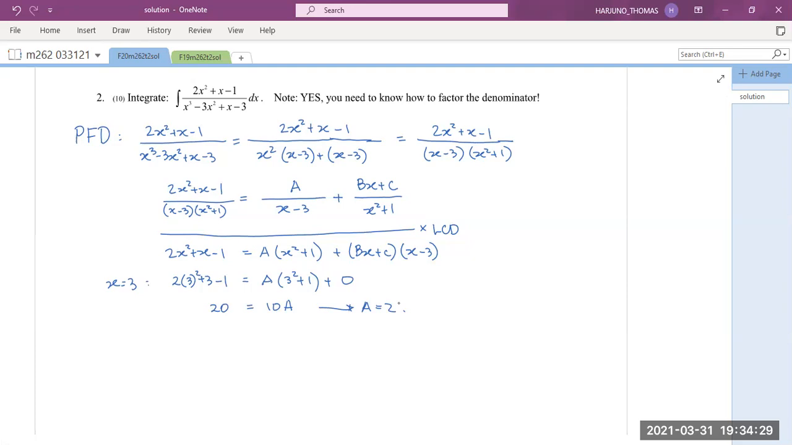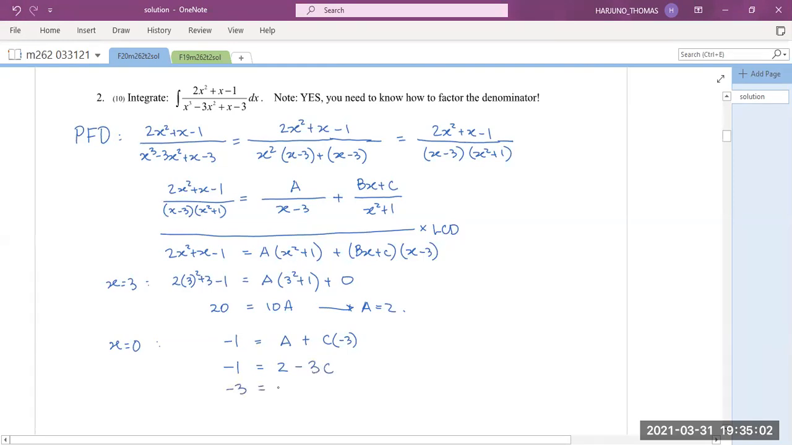You can try other numbers if you like. For example, when x equals 0, what happened? Let me try. When x equals 0, then on the left-hand side is -1. On the right-hand side, we get a plus c times -3. The a is 2. So -3 equals -3c, therefore c equals 1.